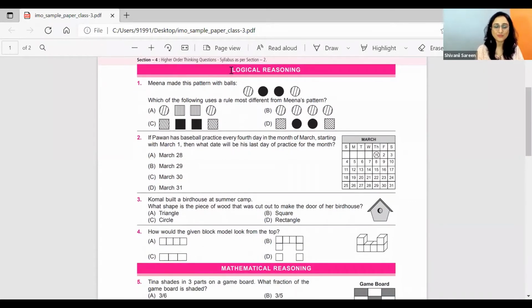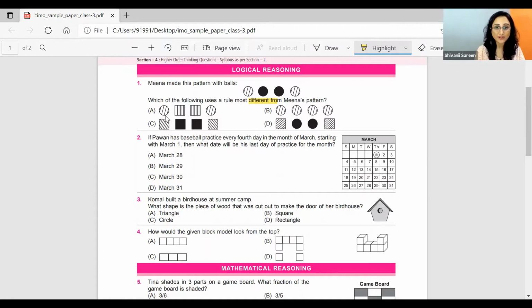So first we are practicing for logical reasoning. Question number 1. Meena made this pattern with balls. Now look at this pattern carefully. Don't forget to read the question fully. Which of the following uses a rule most different from Meena's pattern? So here the important word is different from. So कुछ बच्चे क्या करते हैं, directly pattern देखा and they start searching for the similar pattern. So don't forget to read the question fully.